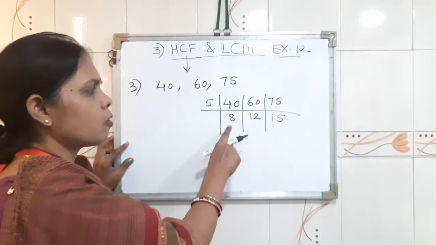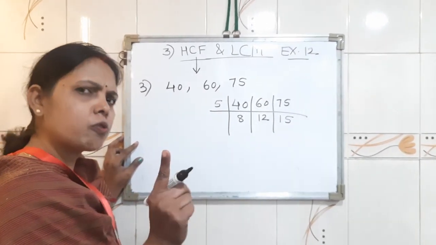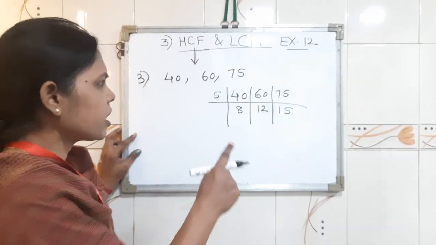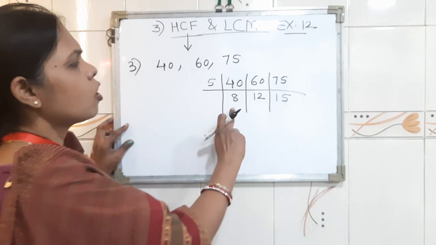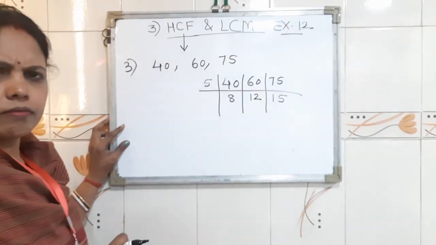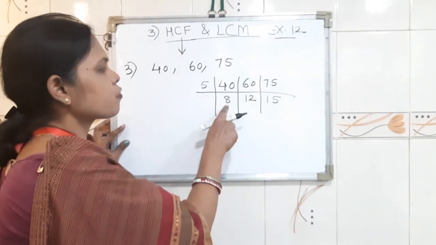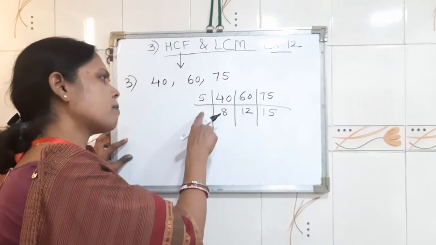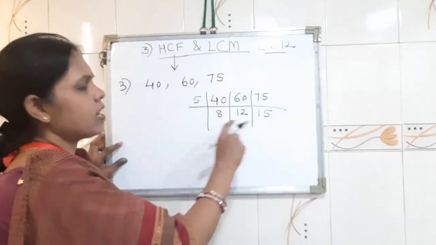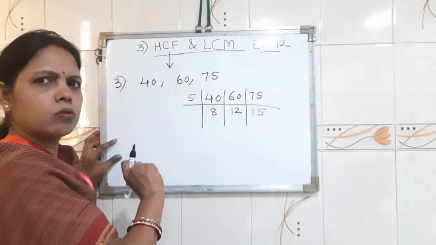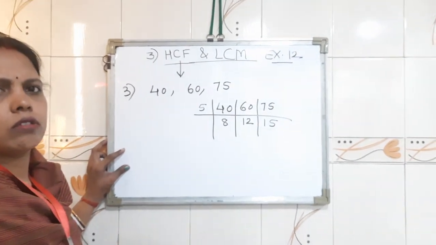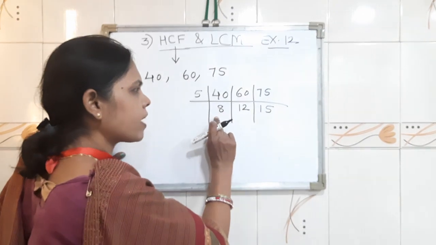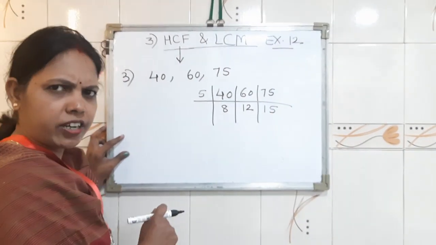And if you observe, what can we write? There is no prime number which will divide all three. How? Suppose 8. 8 is divided by 2. 12, 12 is divided by 2. But 15, it's not divided by 2. Means we can't divide all these three numbers by one prime factor.